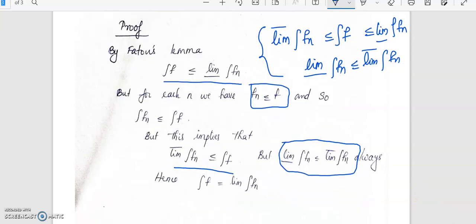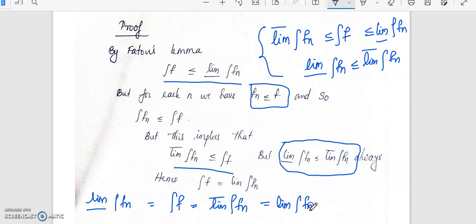So for both equations to hold, you must have limit inferior integral fn equal to integral f equal to limit superior integral fn. Now if both limit inferior and superior are equal, that will be limit integral fn. So therefore we will get integral f equal to limit integral fn. So that completes the proof of the bounded convergence, monotone convergence theorem.